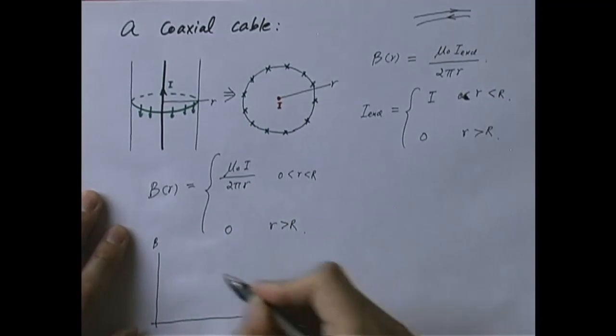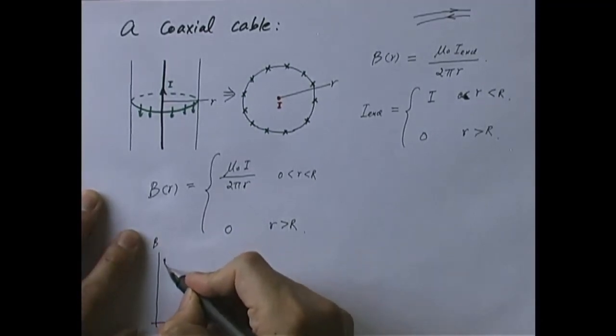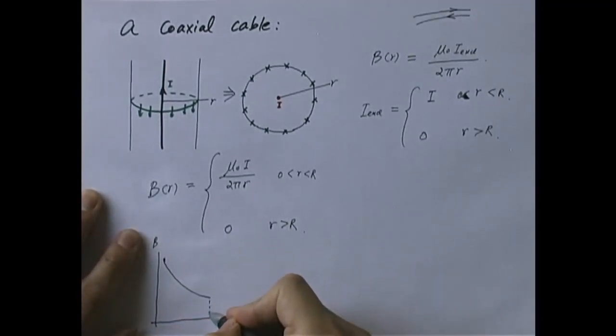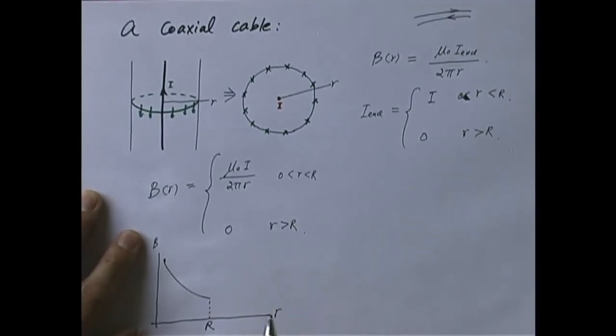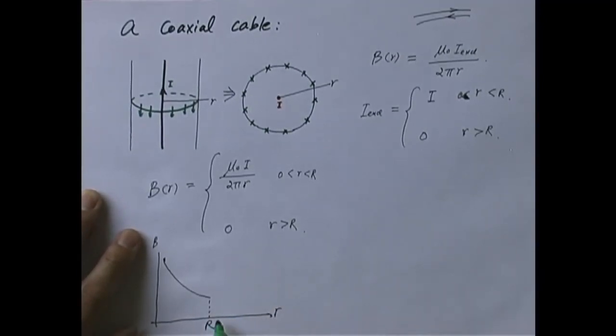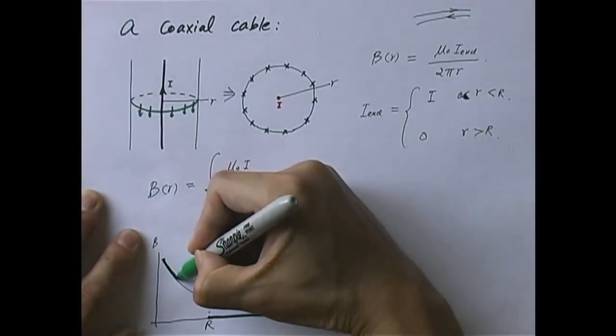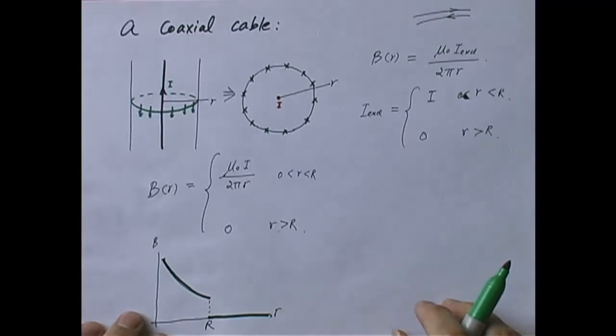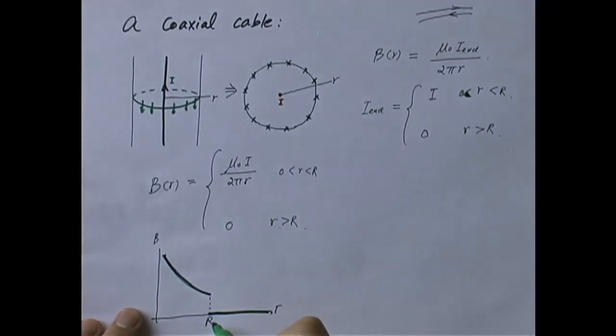B as a function of r. It looks like this. At the surface, it abruptly drops to 0. It's like this. There is now a discontinuity on the surface as it crosses the surface.